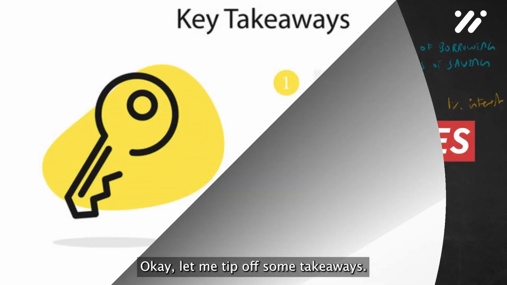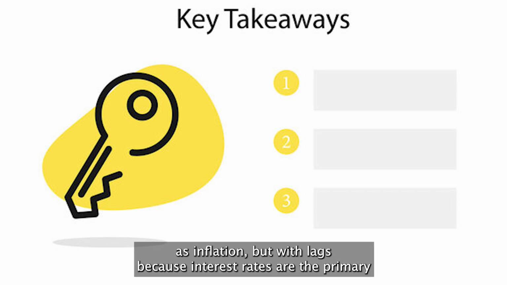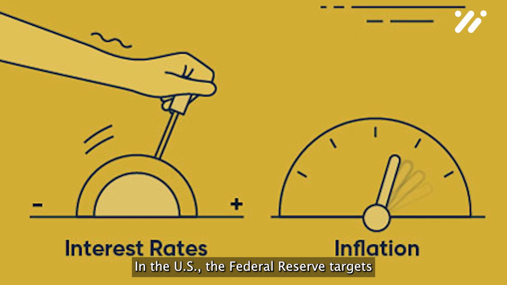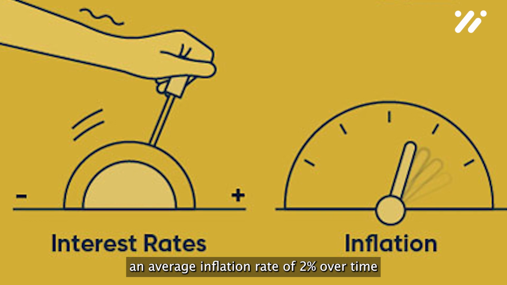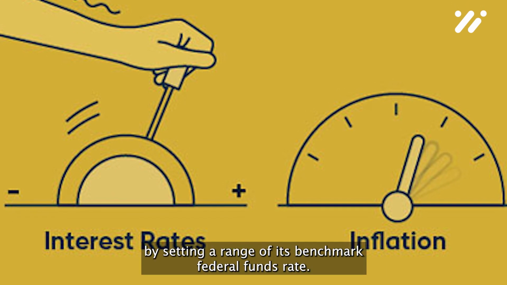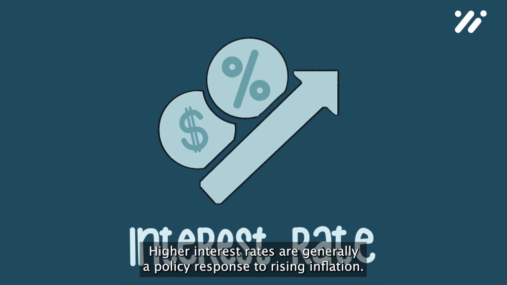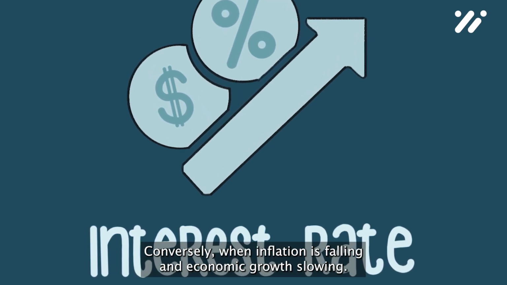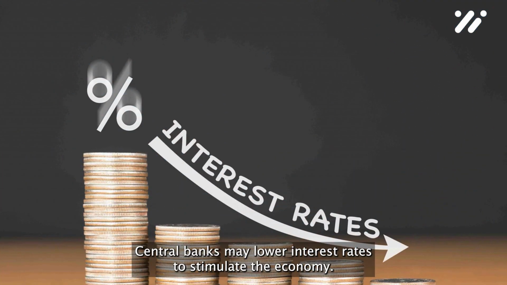Do we get that? Okay, let me give us some takeaways. Interest rates tend to move in the same direction as inflation, but with lags, because interest rates are the primary tool used by central banks to manage inflation. In the US, the Federal Reserve targets an average inflation rate of 2% over time by setting a range of its benchmark federal funds rate, the interbank rate on overnight deposits. Higher interest rates are generally a policy response to rising inflation.